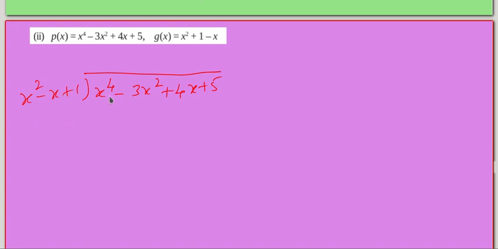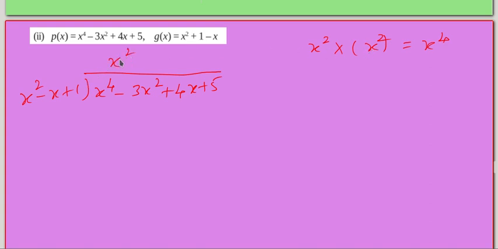Now we have to take the highest power term in the dividend as well as the divisor. In the divisor we have x square. With this, what do we multiply to get this highest term, x to the power 4? If we multiply x square by x square, we will get x to the power 4. If you are multiplying the same variable, the powers should be added, no? So 2 plus 2 becomes 4. So we multiply by x square. This is our quotient now.